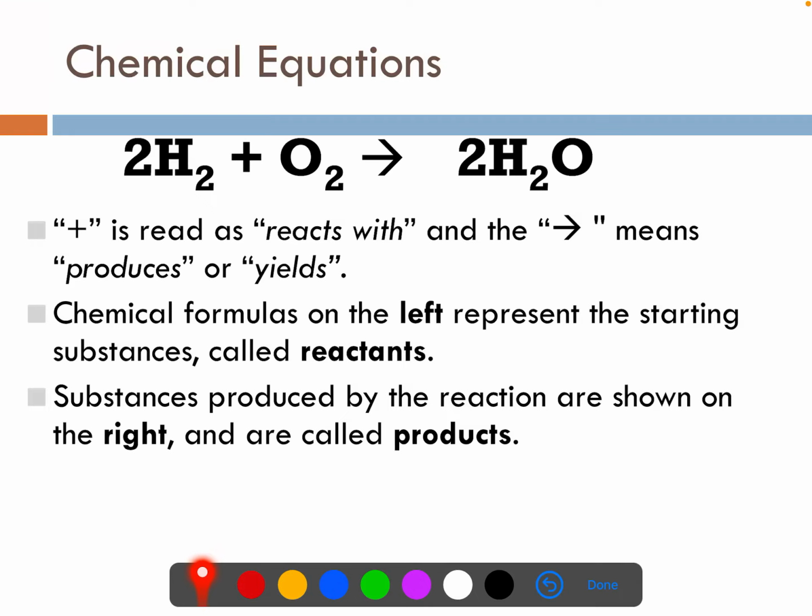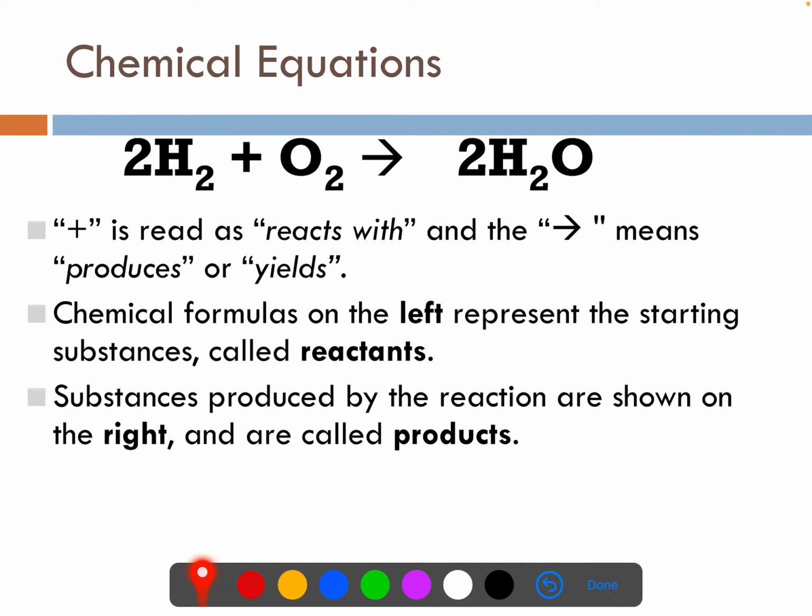So we need to start this chapter by looking at chemical equations. Remember, a chemical formula is right here. It contains different atoms that make up the formula. A chemical equation is what we get when we combine things. There's a few things that you need to remember when you're reading chemical equations.